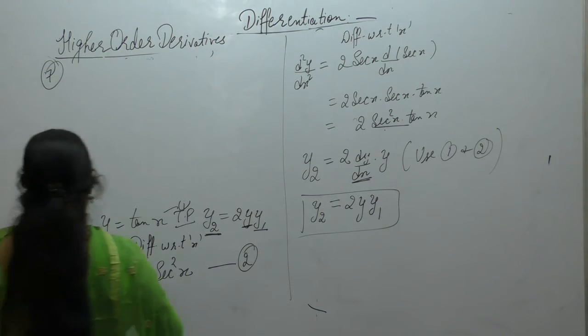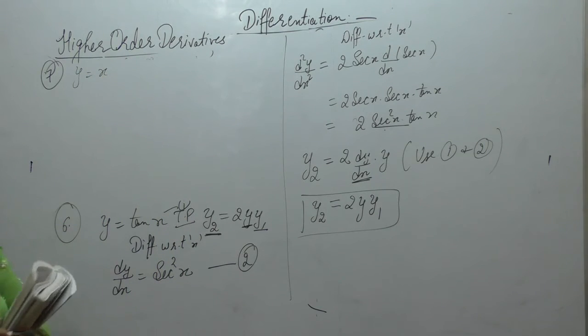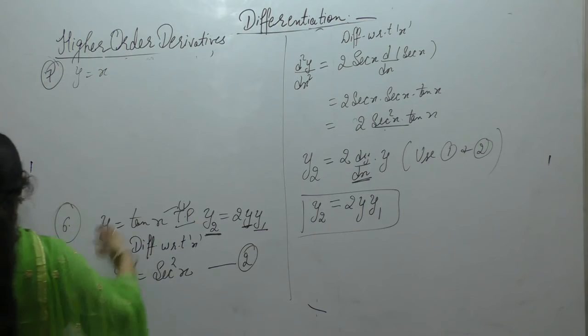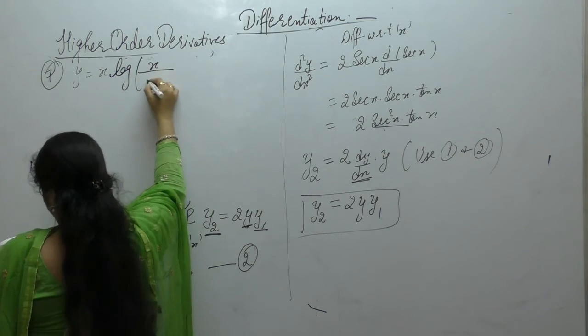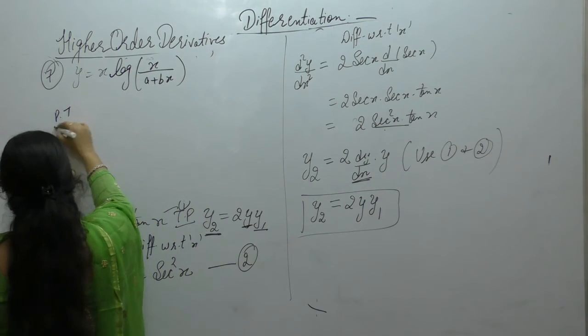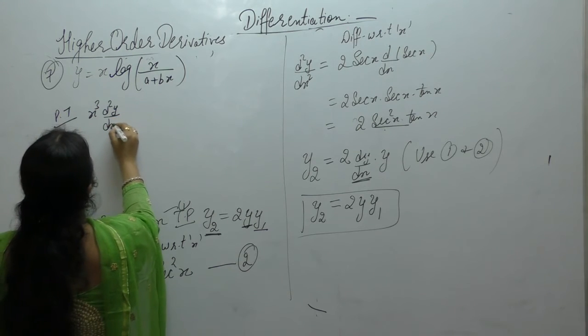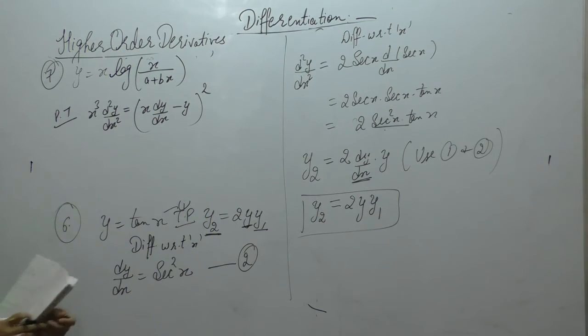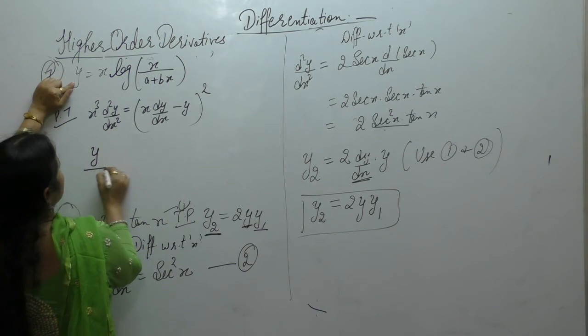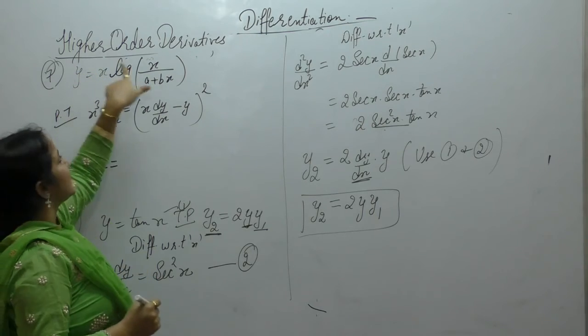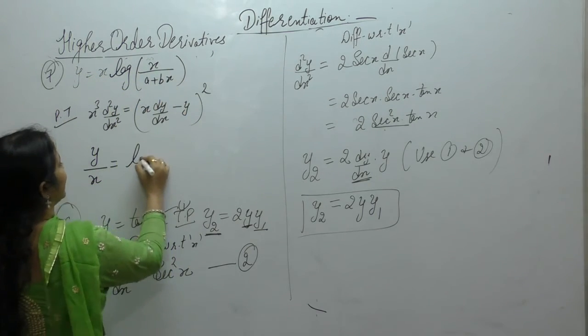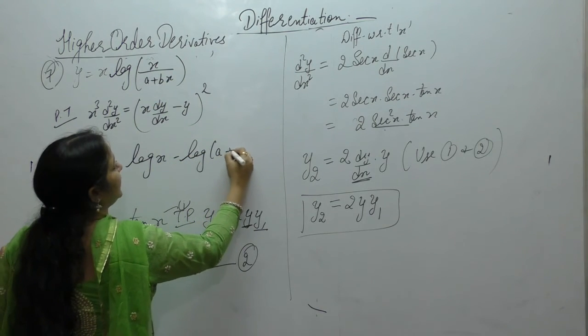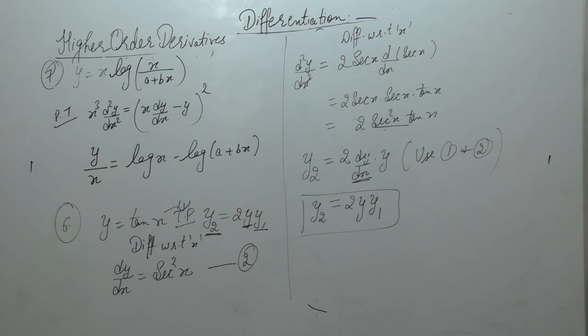Next one is, if y is equal to x into log of x upon a plus bx, prove that x cube into d square y upon dx square is equal to x dy upon dx minus y whole square. First we can write it as y upon x, this x goes on the left hand side. Log a upon b, we can write it as log of a minus log of b. Clear? Now differentiate with respect to x.